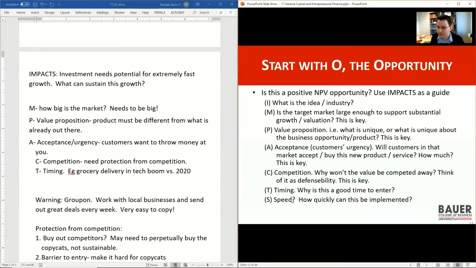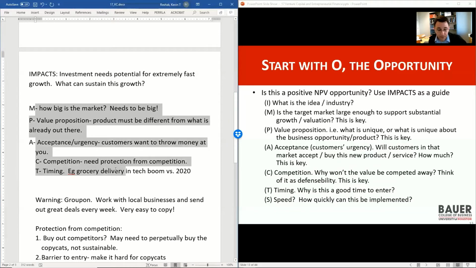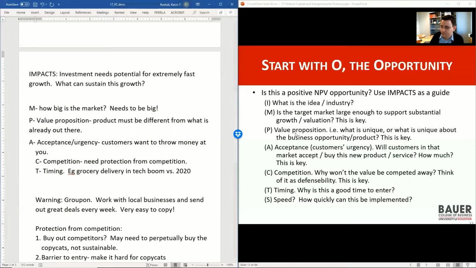And finally, speed. So how quickly can the idea be implemented, right? You want to grow very quickly. So even if you have a big market, customers want to throw money at you, and protection from competition, and it's the right timing, it has to be something that can be done reasonably quickly in order to take advantage of those benefits.